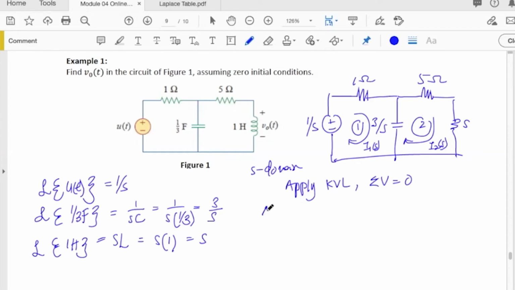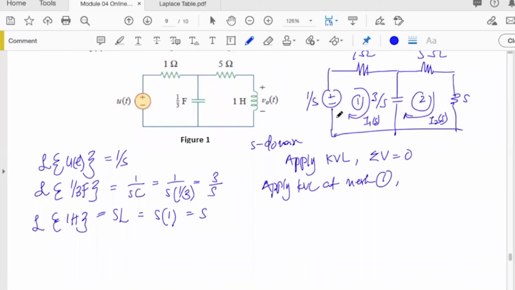When we apply KVL at mesh 1, we need to find the representations of the voltage across all the elements inside mesh 1.